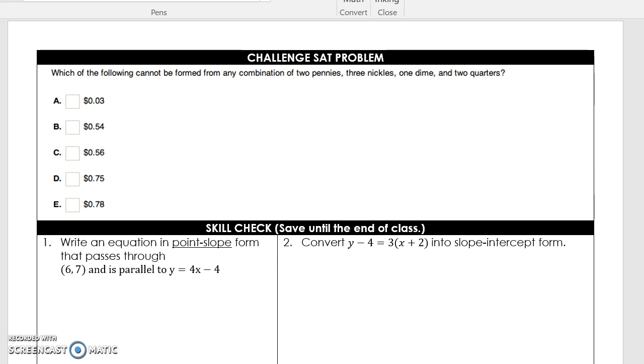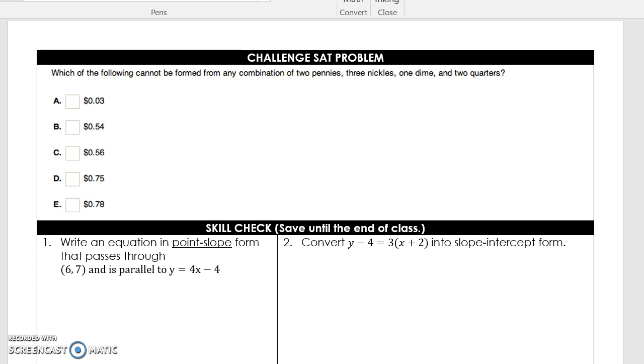Challenge SAT problem. We have not done one of these in a very long time. Maybe we haven't, I don't know if we have. So anyways, just a challenge, just a prep work for you. You guys are just coming off of taking the PSAT last week, so this again is just a good review for you guys to have about what is right and what is wrong and how these questions are going to look. So here's the first one.